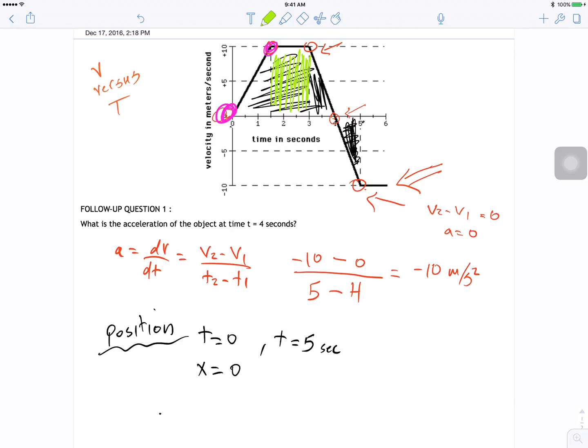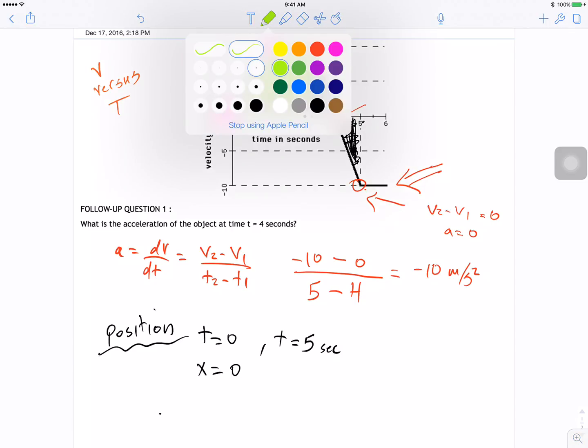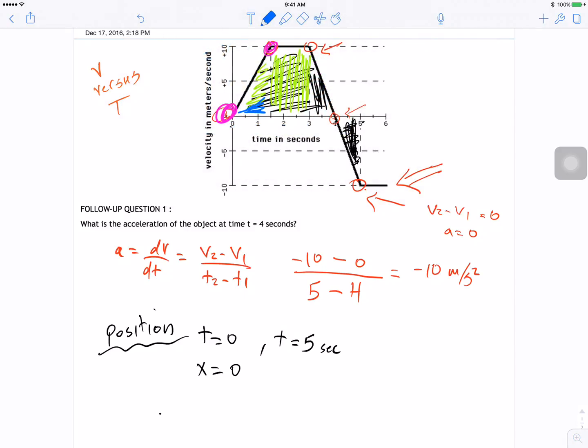So this is a rectangle, and this is the triangle. Let me pick another color. Let's pick blue. So this guy here, you're going to use half base times the height. And this guy, you're going to use the height times the base.